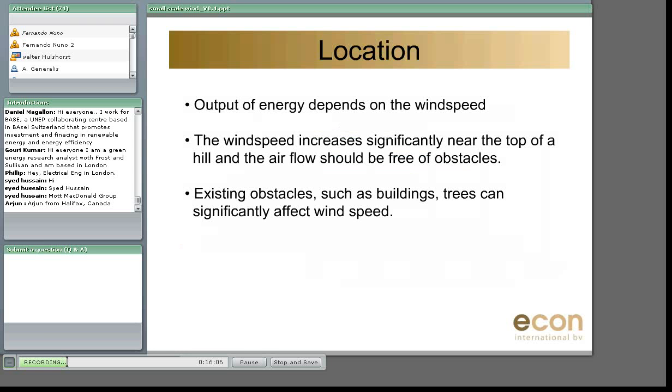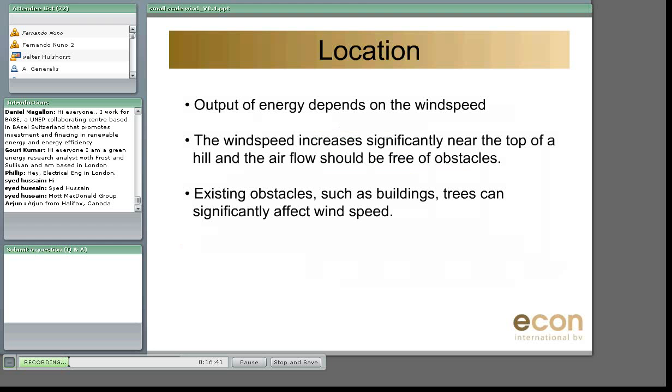So for your location, there are some aspects which you have to cover. First of all, your energy output depends on your wind speed. So go to a situation where your wind speed is high enough. Otherwise, if you have a location where your wind speed is less than, for instance, 4 meters per second, well, it doesn't make sense to have any wind energy system over there, because the cut-in wind speed is in most situations lower than 4 meters per second, so you won't get any output.